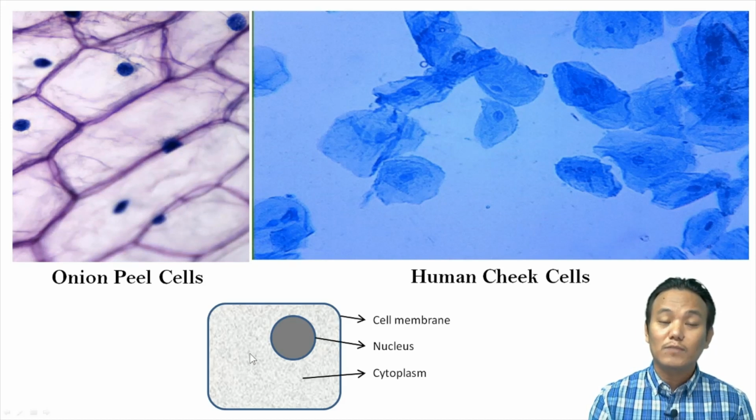So inside the cytoplasm there are cell organelles as well. The cytoplasm has a structure, which is called the nucleus. It is also membrane covered.